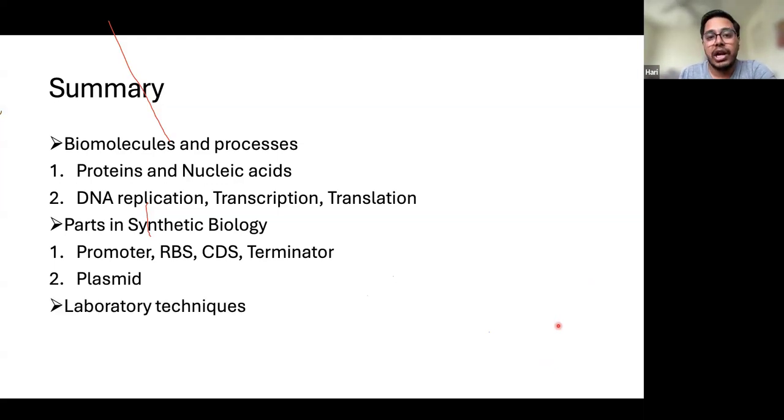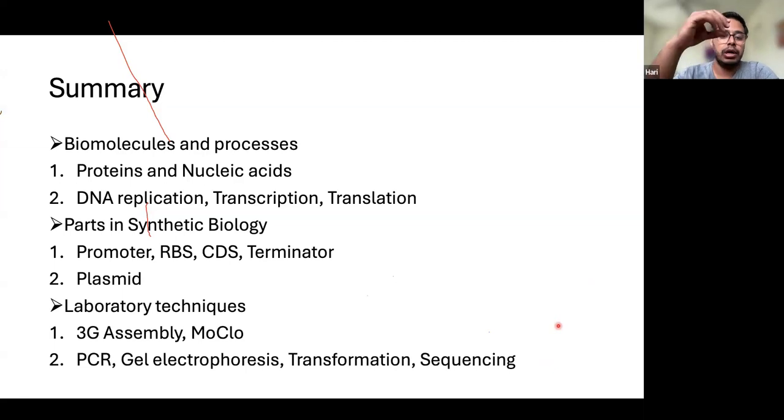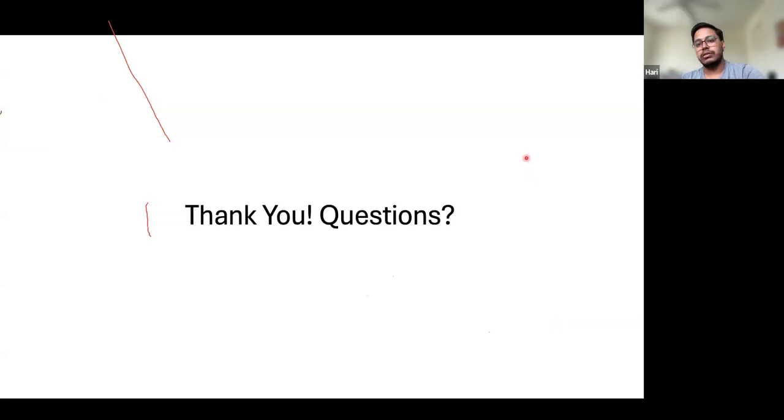And then we looked at different laboratory techniques that help us take that design, make it, and insert it into whatever organisms we want the proteins to be expressed in, and the different techniques that help us carry out all those operations. So yeah, that was the end of the slides.